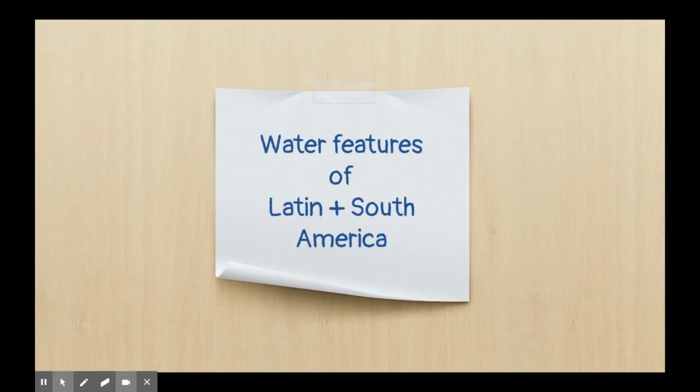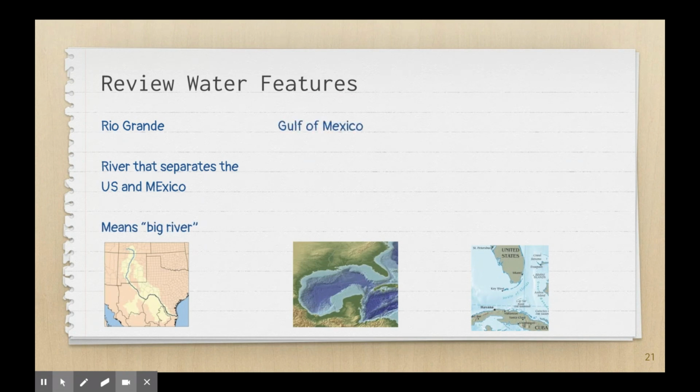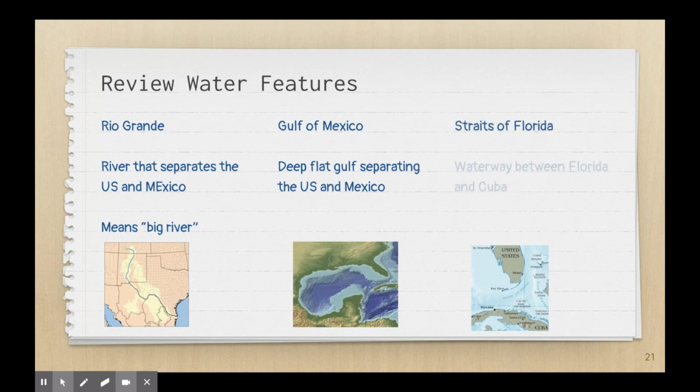For some water features that are important, we have the Rio Grande. These are just for review, which is the river that separates the U.S. and Mexico. It actually means big river. We have the Gulf of Mexico, which is a deep, flat gulf separating the U.S. and Mexico. And then we have the Straits of Florida, which is a waterway between Florida and Cuba, and it is 93 miles wide.